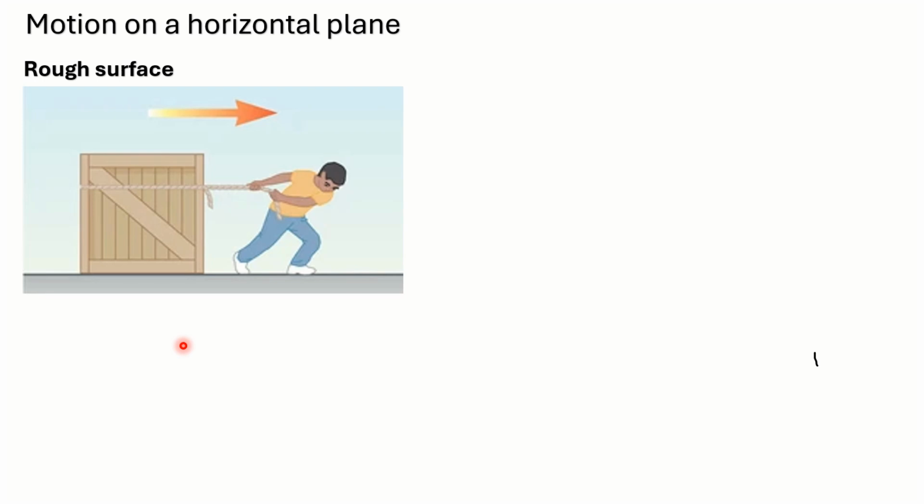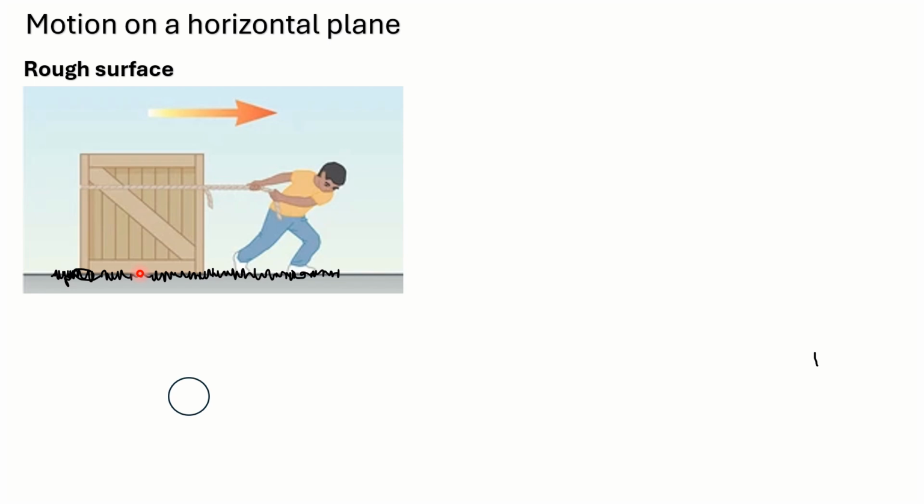In this video, we are going to look at motion in a horizontal plane. Let's have a look at this picture here showing a person pulling the box to the right. Since we are told that this is a rough surface, or maybe let me make this surface rough like this. Let's assume the surface is rough, meaning that if the surface is rough, we have a friction force that takes place.